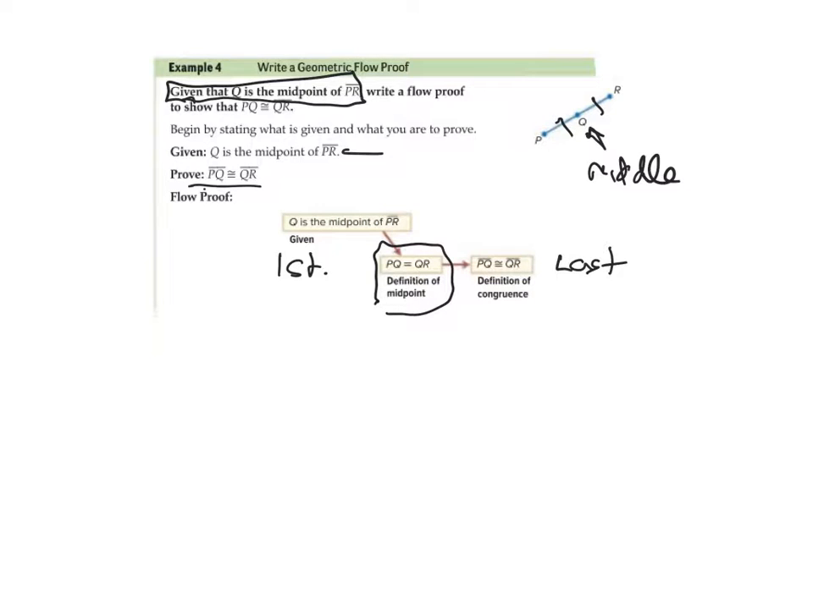And like I said to you right at the beginning when we did these little notations, that PQ and QR must be congruent. Okay, so that's the definition of congruence, or you can just write congruent, that will be sufficient.